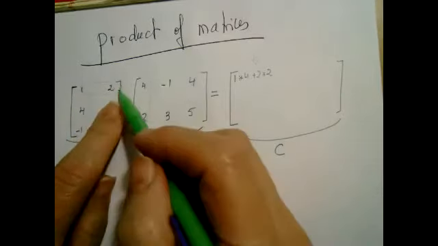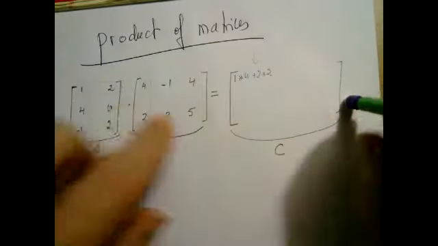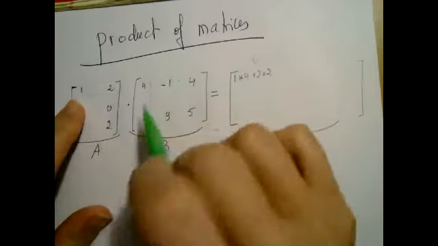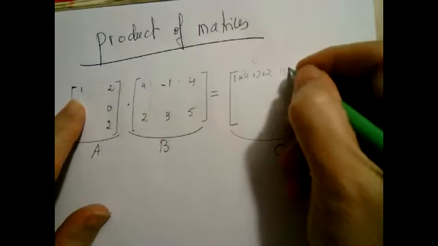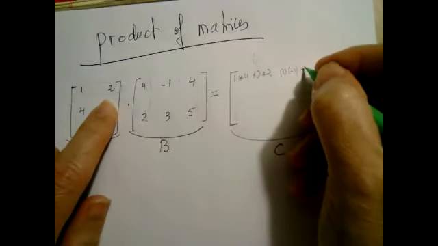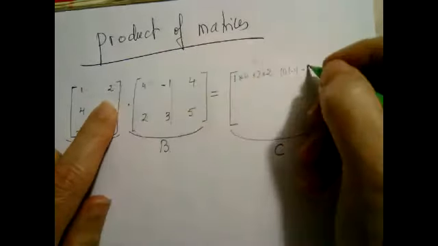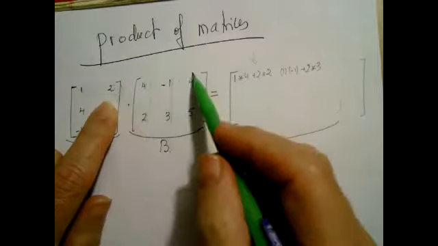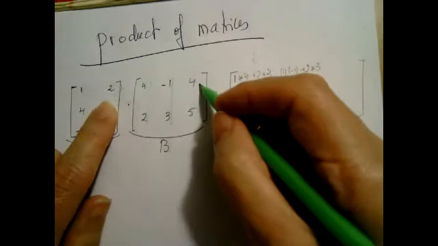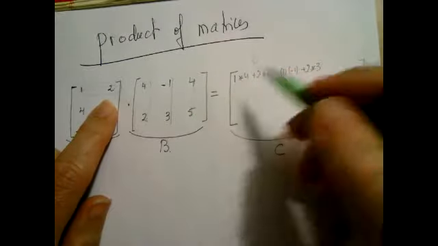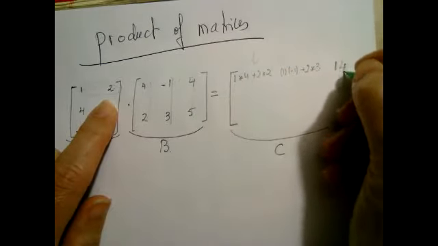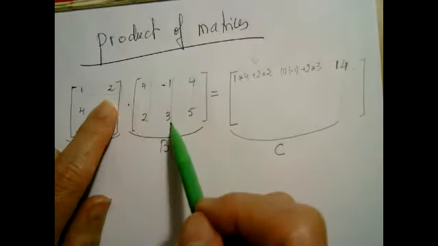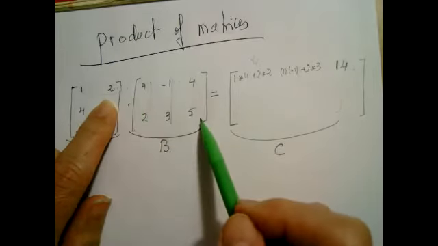Then, first row, second column. I will do the first one fairly slowly. So it's the first row, sorry, first row, second column, plus 2 times 3. And I keep going. First row, last column means 1 times 4 plus 2 times 5. So this will give me 14. First row, first column, first row, second column, first row, third column.